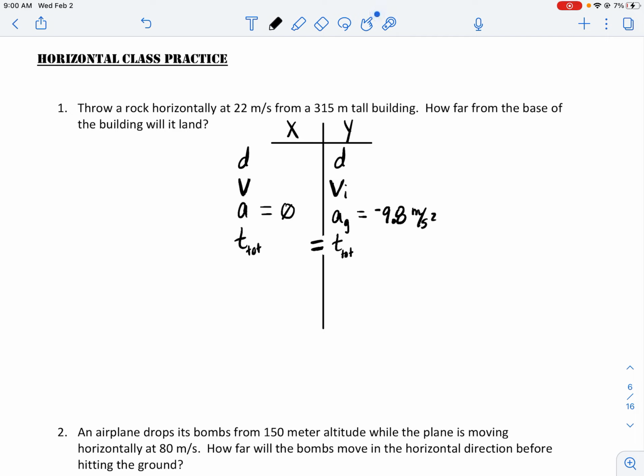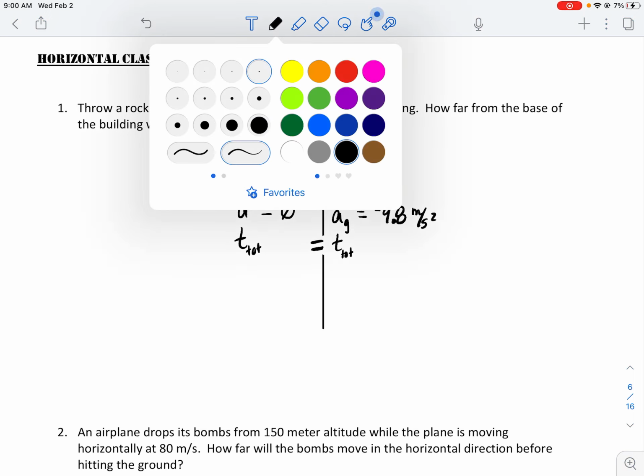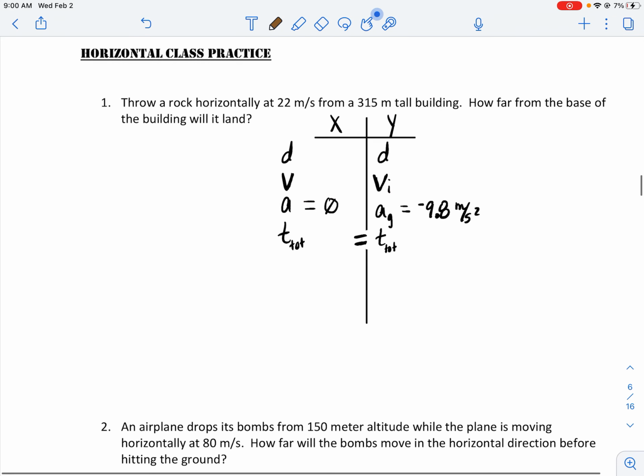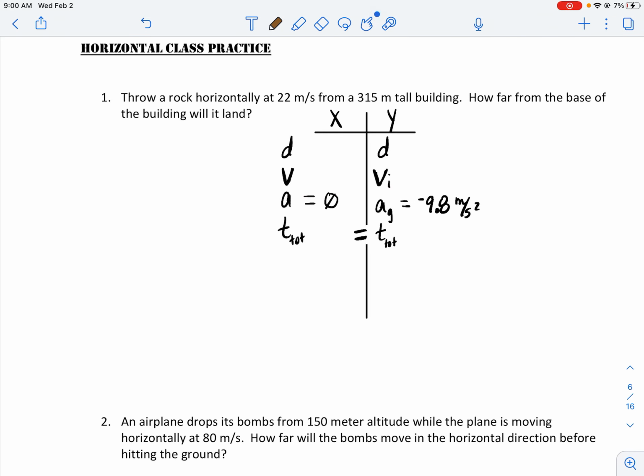A rock is thrown horizontally at 22 meters per second from a 315 meter tall building. How far from the base of the building will it land? So I am going to give you guys an illustration here. We have a rock that is being thrown from the top of a building. So here's my building. It tells me in the problem that it's 315 meters tall.